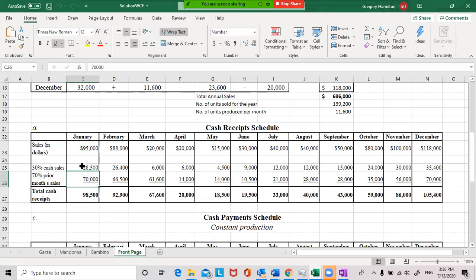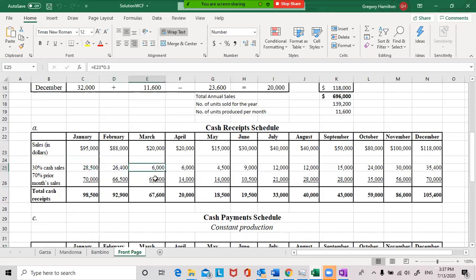The total amount of cash that we'll receive in January would be the sum of these two, which is 98,500. Similarly, in February it will be 26,000, which represents 30% of February's sales, and 66,500, which represents 70% of January's sales. We sum those two to give us the total cash received for February.